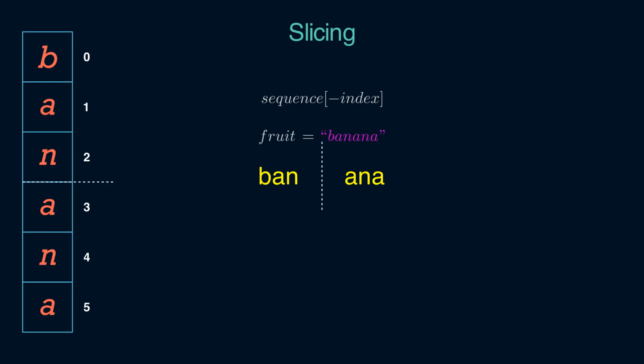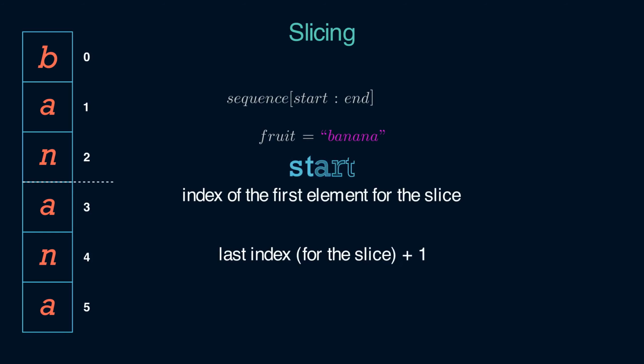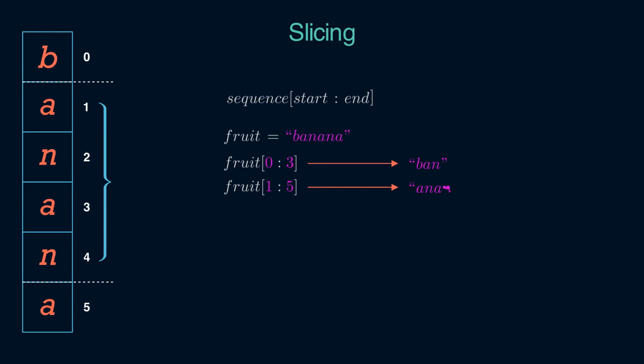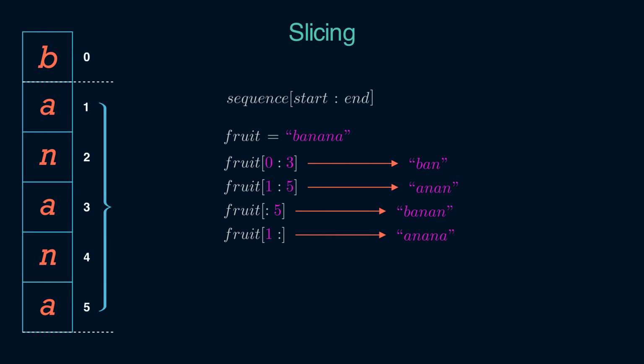What if we want a bigger slice of the string, not just one element? For example, the first half of banana? Just like how we access an element, but with two indices, start and end, separated by colon. See the example. Note that the element with the end index is not included in the slice. If you omit start, slicing begins from 0. If you omit end, slicing goes to the end of the string. You can even omit both, but never the colon.